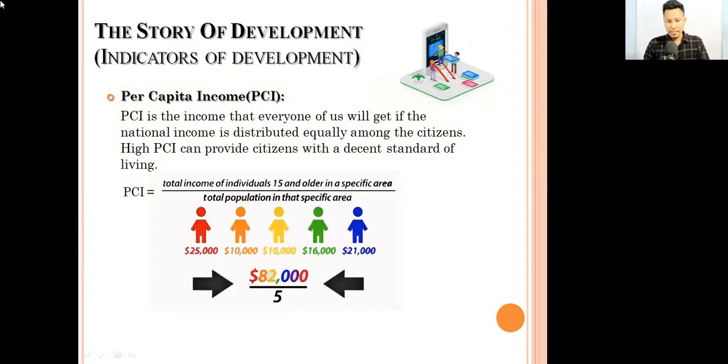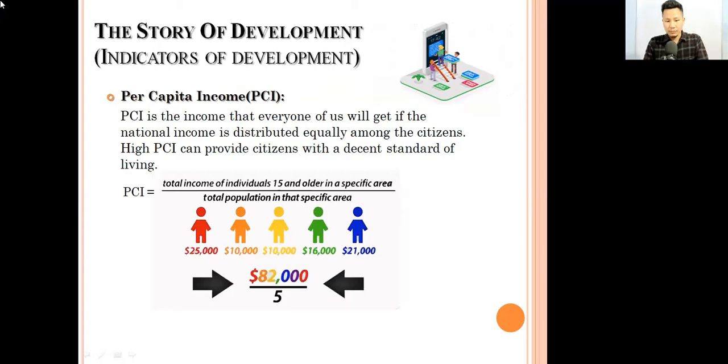Point number 1 is PCI, that we call per capita income. So let's see the meaning of this. What is per capita income? Per capita income is the income that every one of us will get if the national income is distributed equally among the citizens. High per capita incomes can provide citizens with a decent standard of living. So as we all know, per capita income is income of one person. In the simplest way, this is the income of individuals.